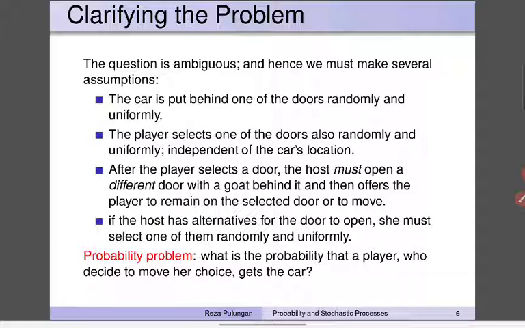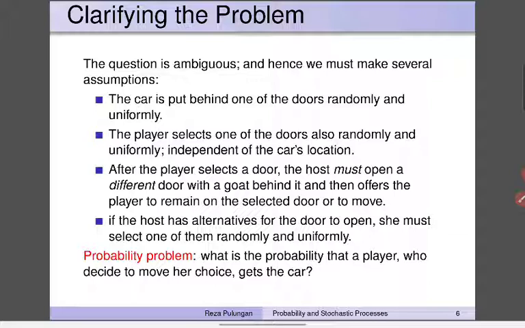The first is that the car is put behind one of the doors randomly and uniformly. This is not actually explicitly specified in the question, but this is a fair assumption. Because this is a game show, we expect that the car is put behind one of the doors randomly and uniformly. There are two things here. Randomly means that we put the car behind the doors in no apparent pattern. So in tonight's game, we may put it behind door A, tomorrow's door C, and so forth, without any pattern whatsoever.